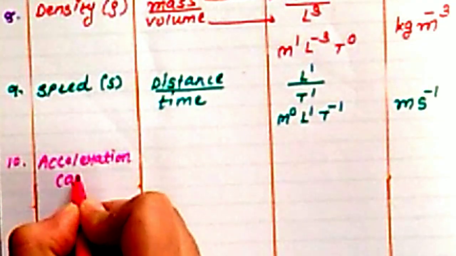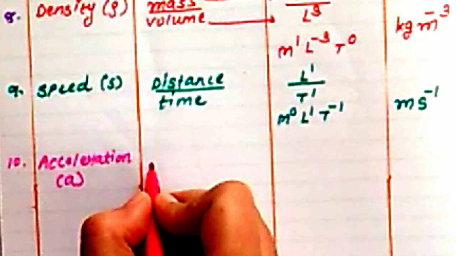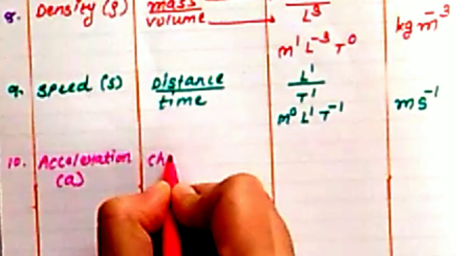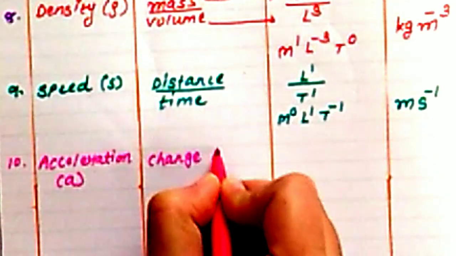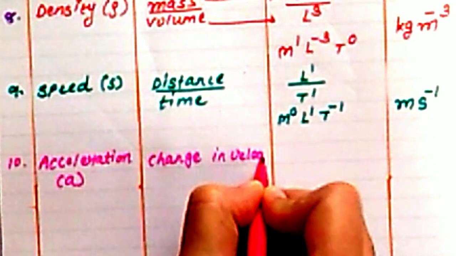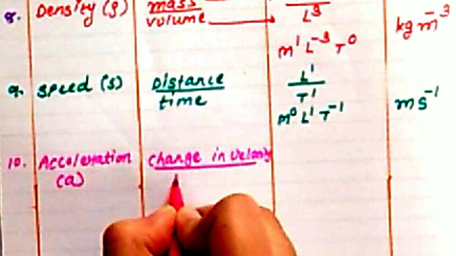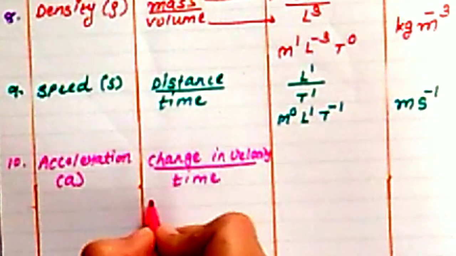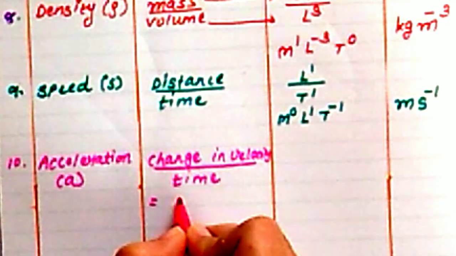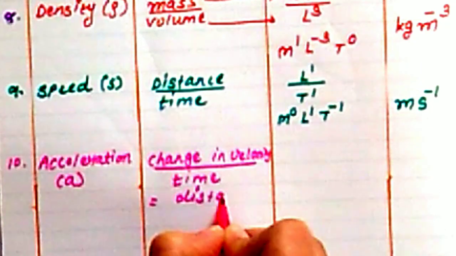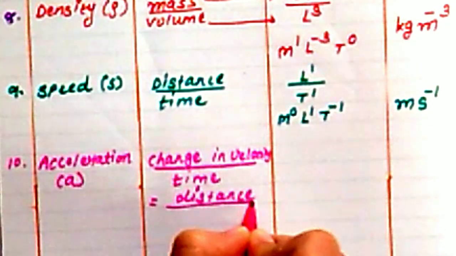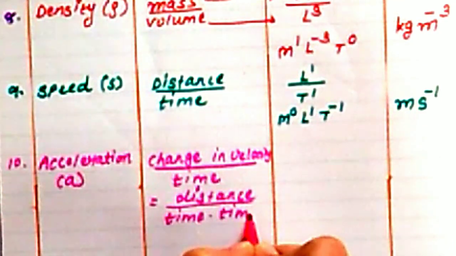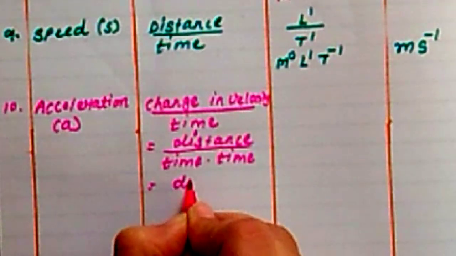Next physical quantity is acceleration and the symbol of acceleration is small a. Now the relation of acceleration is change in velocity upon time. Students, you have to remember all these relations and always remember that for the dimensional formula we have to convert this relation into fundamental physical quantities. So here change in velocity means distance upon time, and time is as it is.